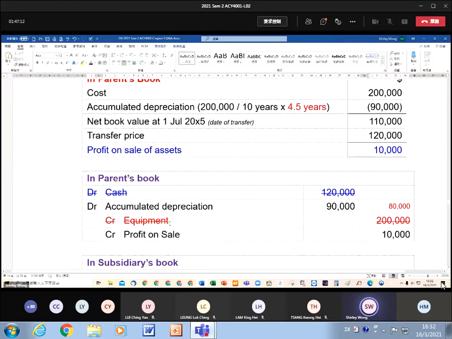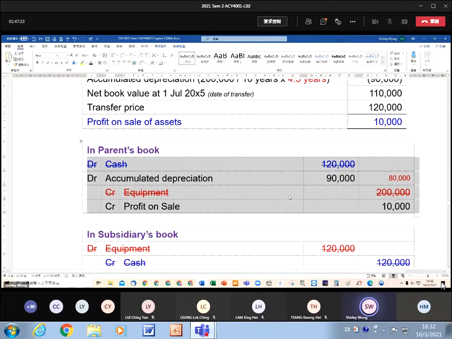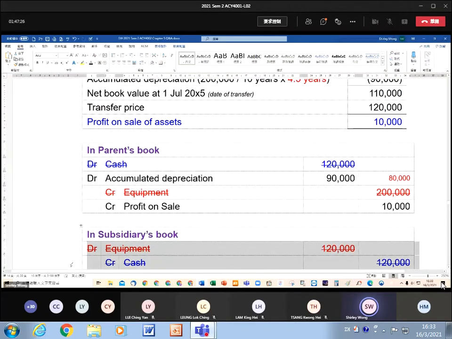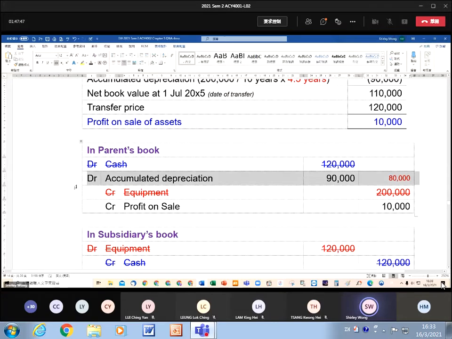In the parent's book, when it sells the equipment, it will debit cash, debit accumulated depreciation, credit equipment, and credit profit on sales. This is the original entry done by the parent company. For the subsidiary, they will debit equipment and credit cash because they buy it. So cash and cash will be eliminated, and the equipment will also be eliminated. So debit is 120, credit is 200. Therefore, after you eliminate, we still have credit equipment of 80,000, and accumulated depreciation, and also profit on sales. So what we need to do is to reverse these three entries. Finally, reverse the whole transaction.